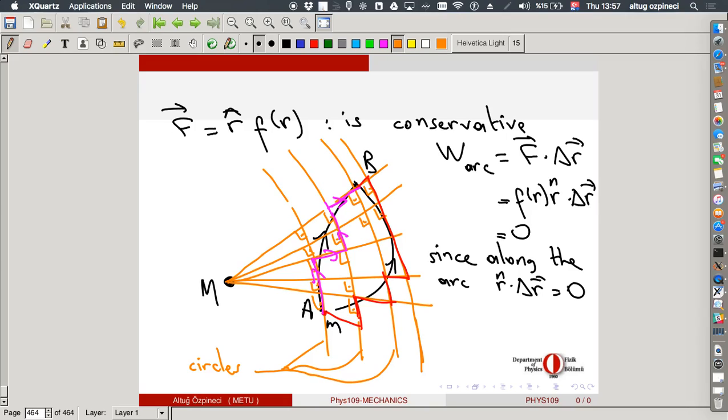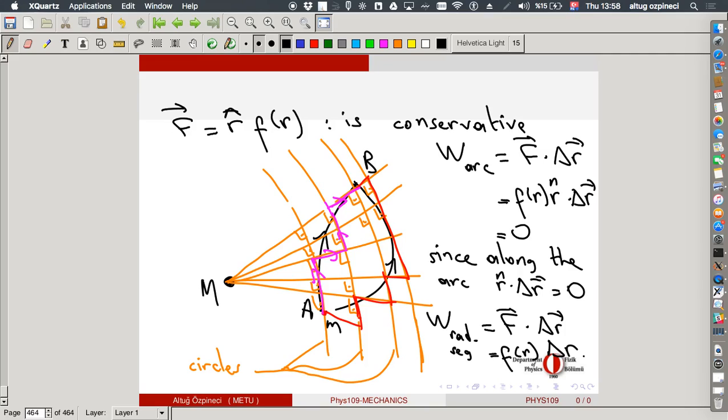Now furthermore, what can you say about the magnitude of the force in each one? How can you compare the magnitude of the force acting on my mass when it is over here or over here? They are equal because the magnitude of the force depends only on the radial distance. Since it depends only on the radial distance, this point and this point over here are at the same radial distance. Since the radial distance is the same, they will feel the same force.